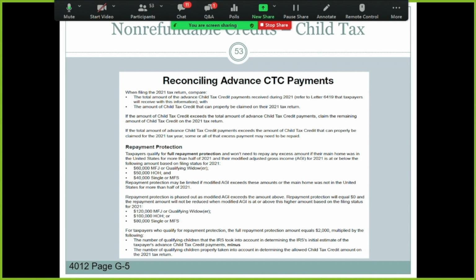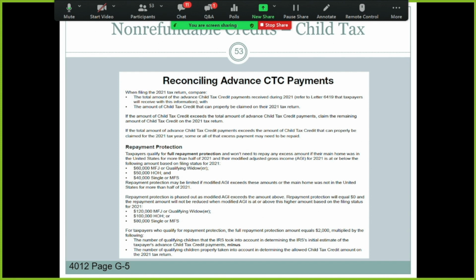If the total amount of the advanced child tax credit payment exceeds the amount of the child tax credit that can properly be claimed for the 2021 tax year, some or all of that excess payment may have to be repaid. But there is a repayment protection component.